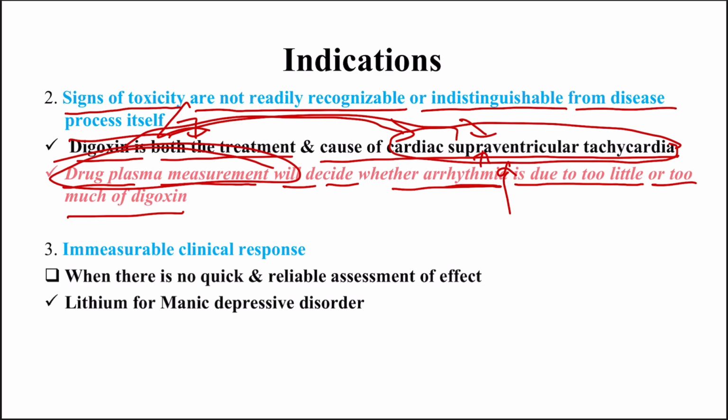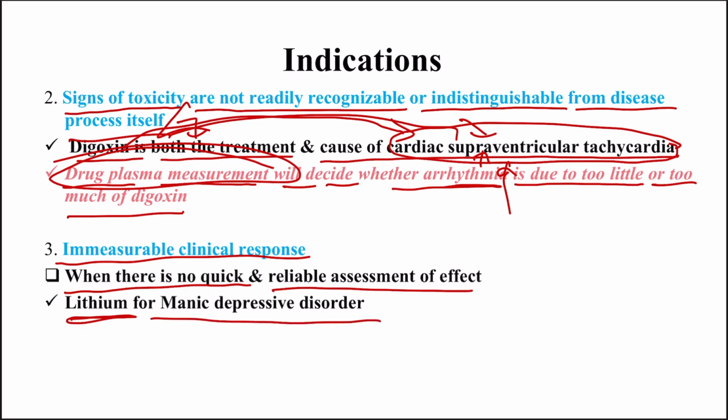Next is, in case the clinical response is immeasurable in nature. So in that case also we will do therapeutic drug monitoring. For example, when there is no quick and reliable assessment of the particular effect. In case of lithium, which is used for manic depressive disorder, in this the outcome cannot be easily measured. So in this case we are going for therapeutic drug monitoring.